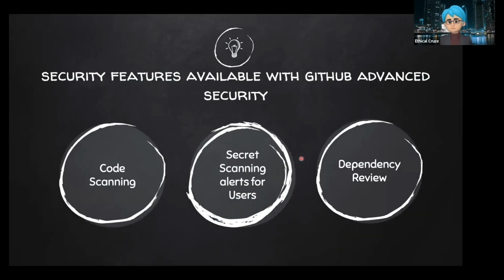Next come the security features available with GitHub Advanced Security. The following GitHub features are available and free of charge for public repositories and can be enabled for private repositories under an advanced security license. The first one is code scanning. Code scanning is a feature provided by GitHub which can be used to find security vulnerabilities and errors in code. GitHub displays alerts in the repositories for the potential identified vulnerability in the same manner as Dependabot.